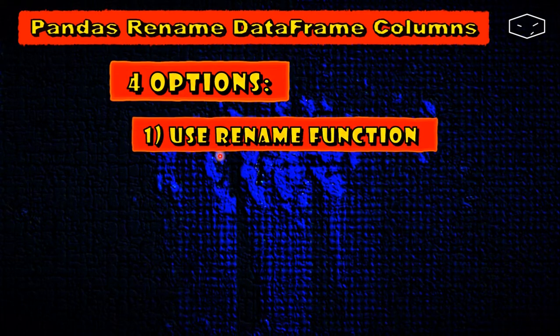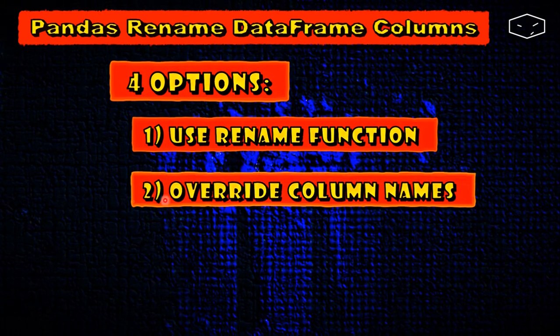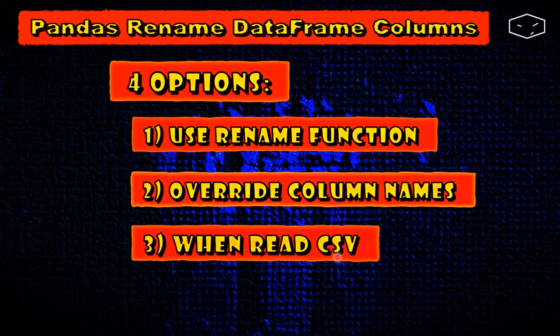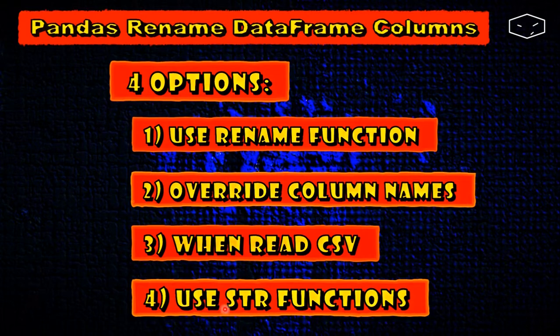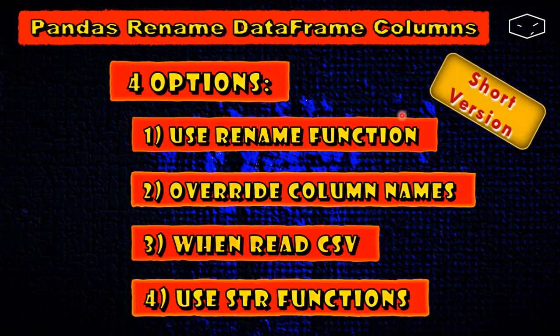We will do 4 options. First one is using the rename function. The second is overriding the column names. Third is when we read the CSV file, we can pass some options. And the final one is using the string functions. Okay? This is the short version.